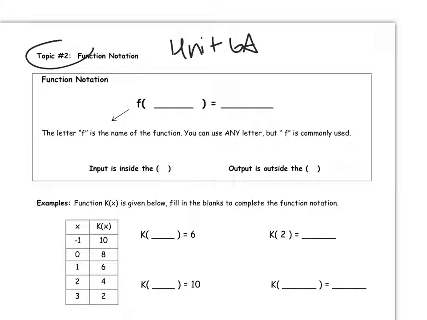So the first thing about function notation is that if we know something is a function, we can give it a name, and we use a letter to name the function. Usually the letter we use is F, and that's what it says. It says the letter F is the name of the function. And it's just F because function starts with the letter F. But you can use any letter, but we commonly use F.